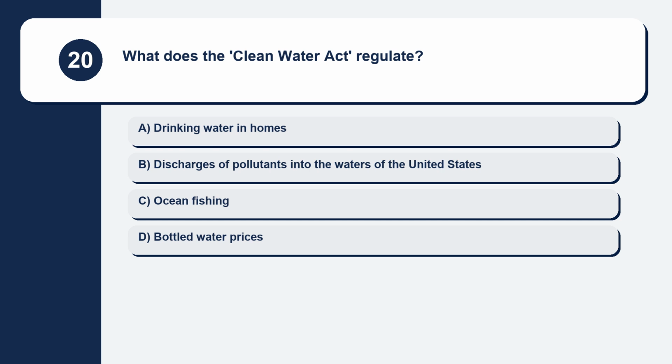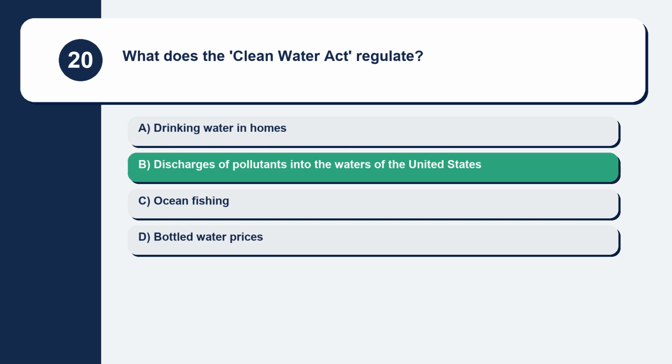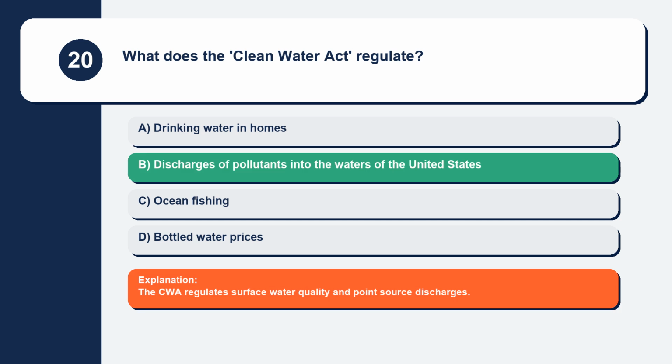Question 20. What does the Clean Water Act regulate? Drinking water in homes. Discharges of pollutants into the waters of the United States. Ocean fishing. Bottled water prices. The CWA regulates surface water quality and point source discharges.